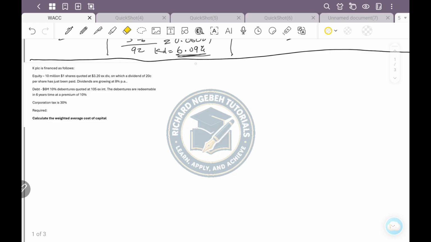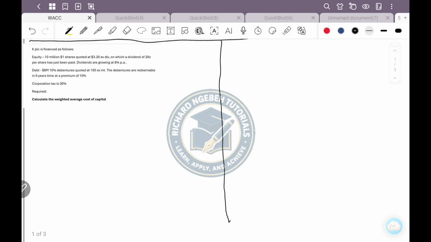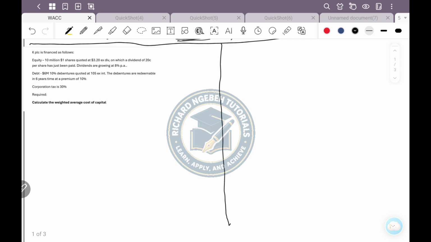So in calculating the weighted average cost of capital, let's start by saying you need four things. You need cost of debt, cost of equity, then you need the weight of debt and the weight of equity, then you can solve the problem. So first we want to calculate our WACC. Let us have the formula for WACC, then we'll be able to see the elements we need to calculate.